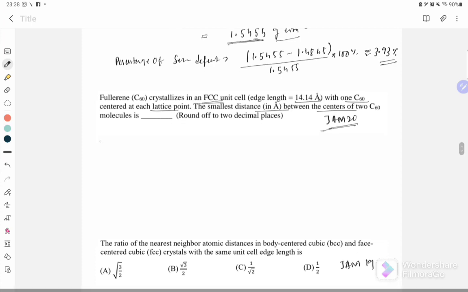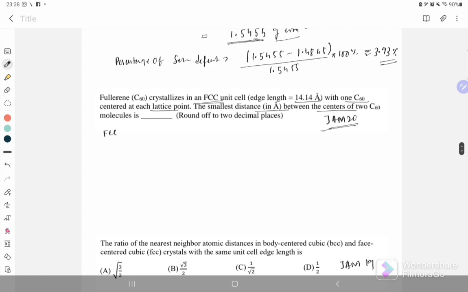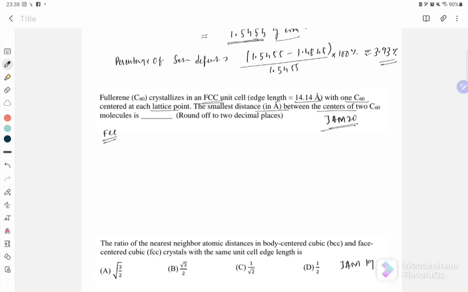So in an FCC lattice, what do you know? What is the smallest distance? The smallest distance is on the surface. If this is a surface of the FCC lattice, so we know that this is our surface, this is our C60, all are C60, so this is our shortest distance.